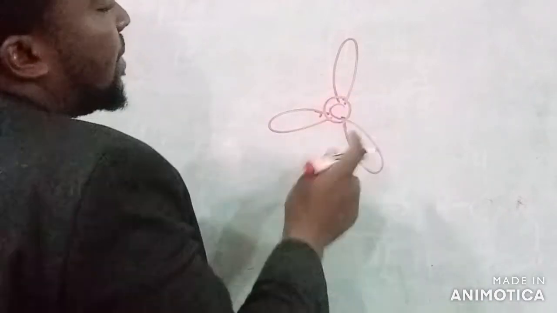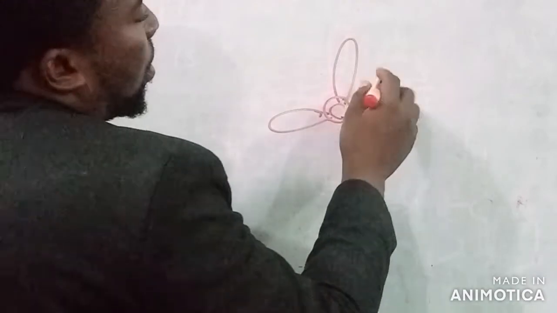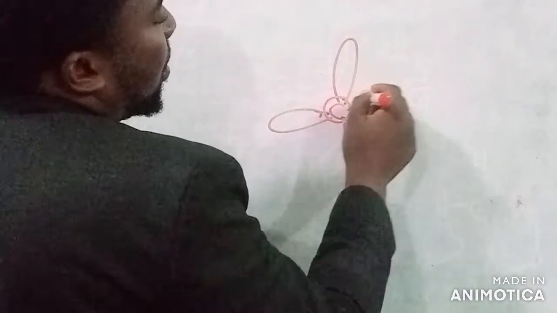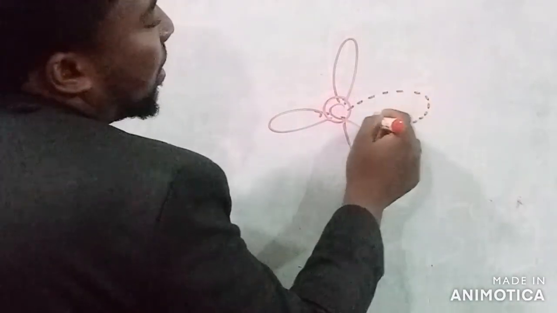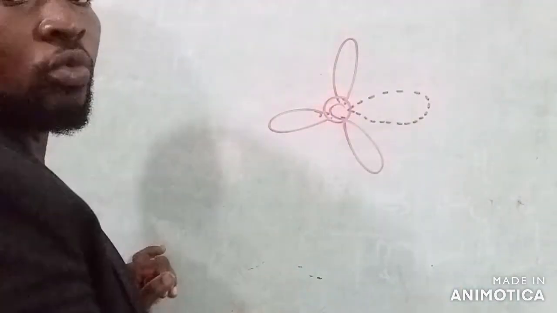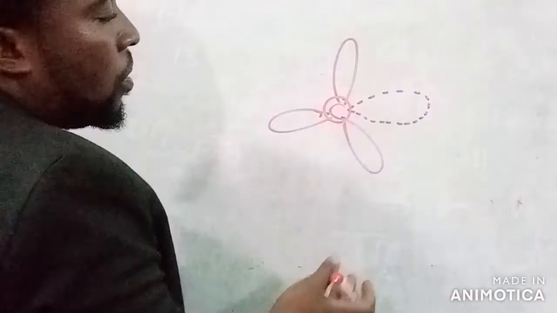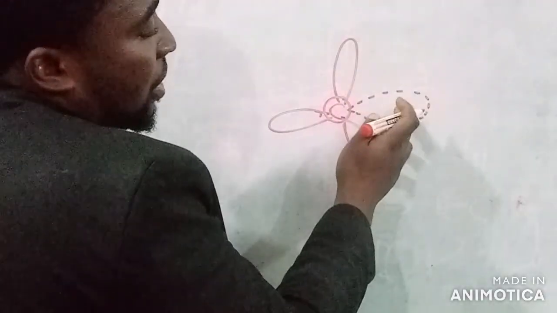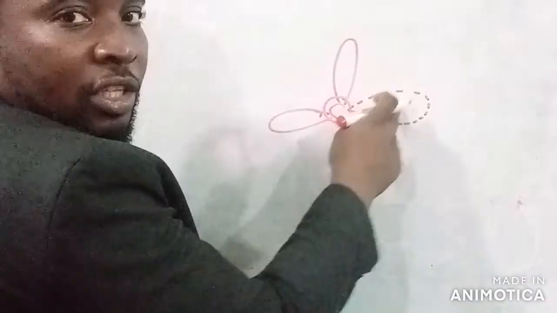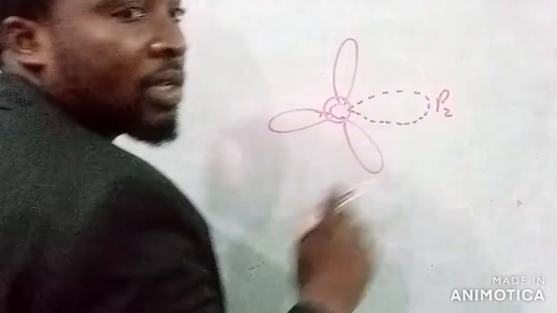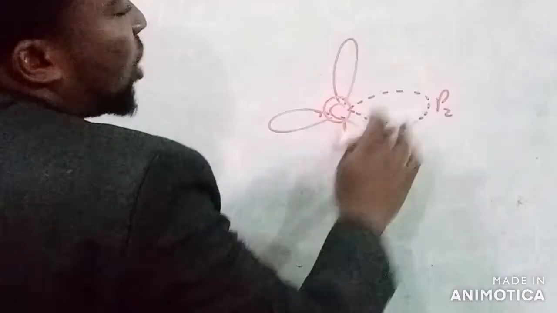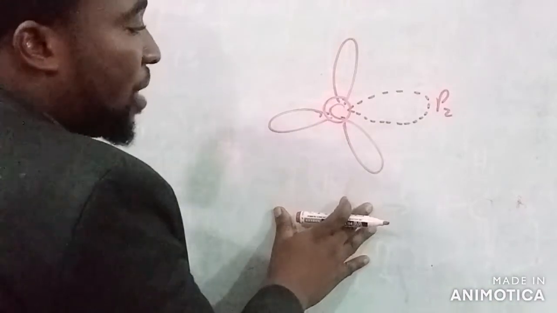And then the pz orbital, which is the unhybridized part of the carbon atom, is this side. That's the one I used broken lines to show. So this is your pz, the unhybridized orbital of the carbon atom, while we have these to be the sp2 hybridized orbitals.